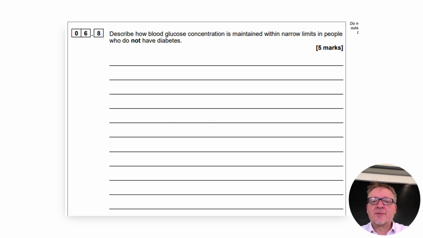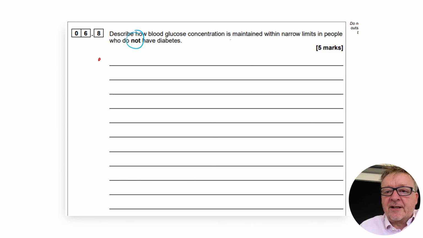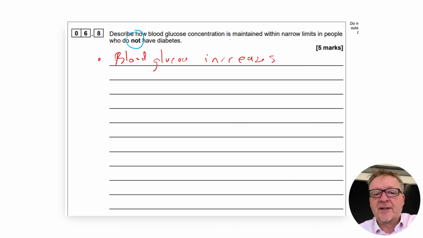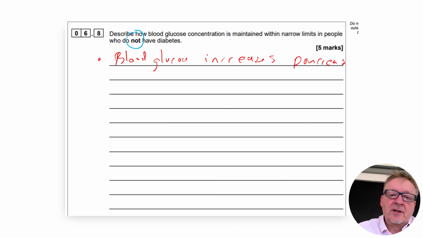6.8. Describe how blood glucose concentration is maintained within narrow limits in people who do not have diabetes. Right. Okay, this is a good one. Let's change colour. What colour should we have? Let's have red. Okay. So, first one, maintained in narrow limits. So we've got to talk here about blood glucose going up and going down. So blood glucose increases. So this is in people that don't have diabetes. Blood glucose increases. The pancreas releases insulin.